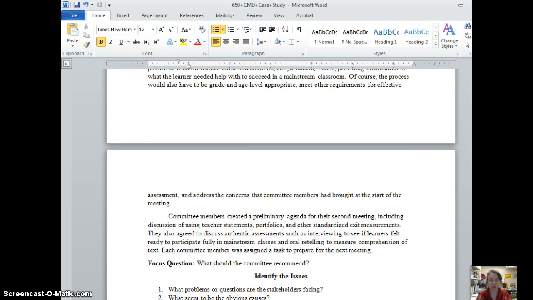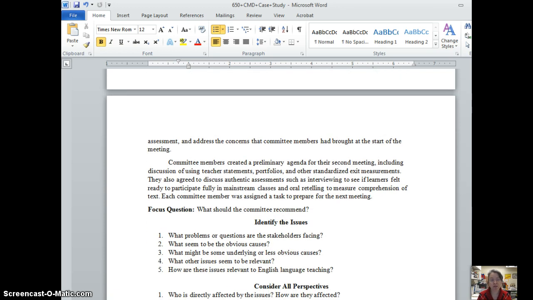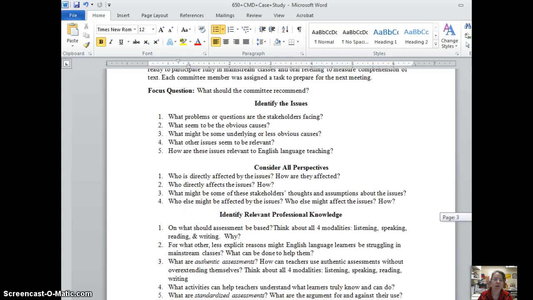After the story or the case, the big focus question, or the essential question, is: what should the committee recommend? Well, in doing this, we have to identify the issues. So you must answer all 5 questions under issues. Now you have to consider all perspectives. Again, you must answer all 4 questions under consider all perspectives.